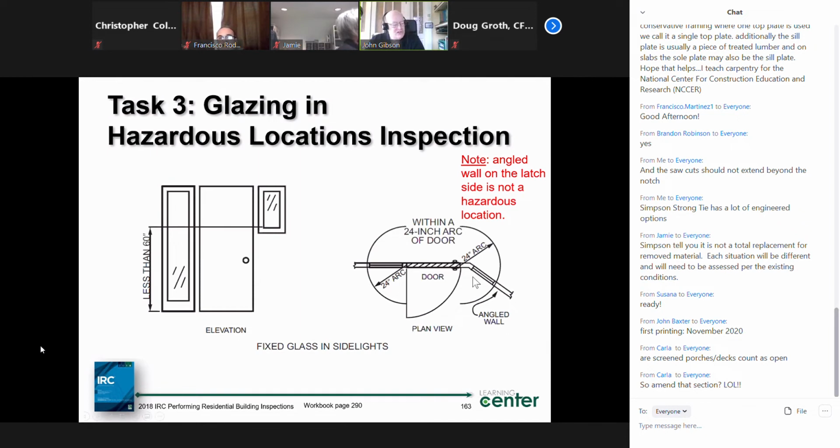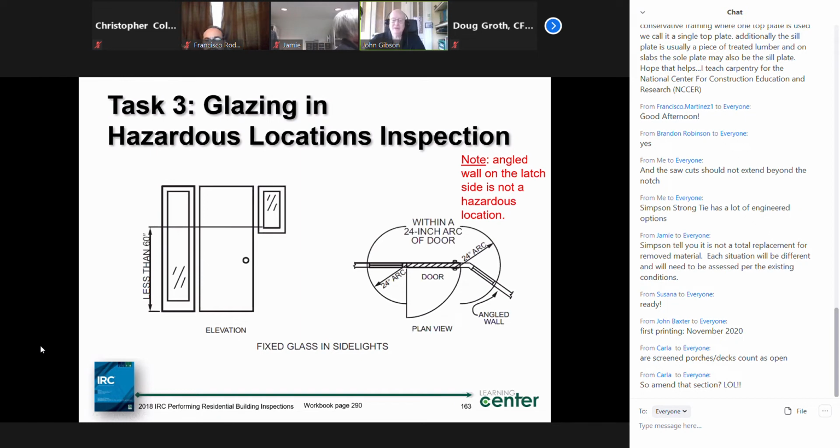So in this case, since it's on the latch side and that isn't in the plane, if this wall continued on straight, then I would swing a 24-inch arc just like we had here, and I'd look for that window. But because it's not in that same plane, it gets a pass even if it is within 24 inches, because it's not on the hinge side of the door.